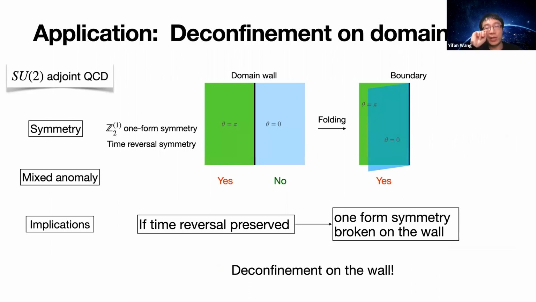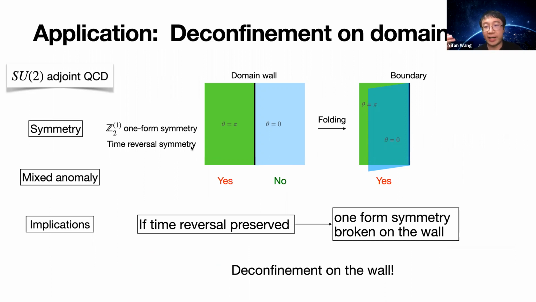A more non-trivial case is coming from SU(2) adjoint QCD in 4 dimensions. In this case, the relevant symmetries are the one-form symmetry because you have adjoint matter. There's a non-trivial one-form symmetry coming from the center of SU(2). There's also a time reversal symmetry. The time reversal symmetry is preserved.